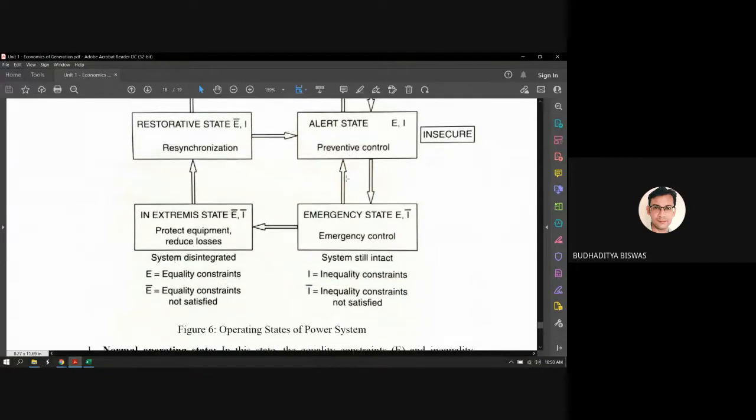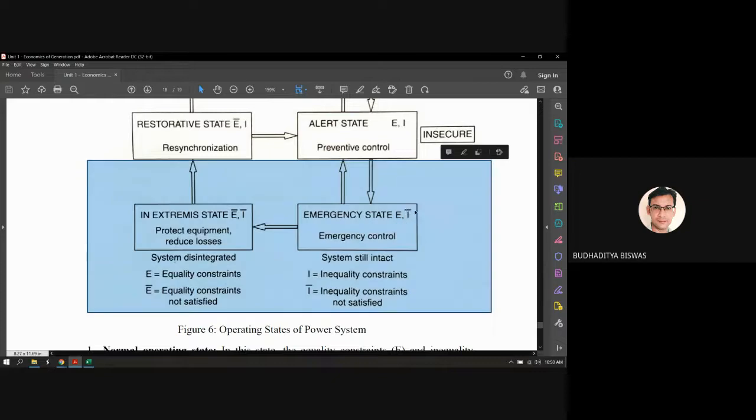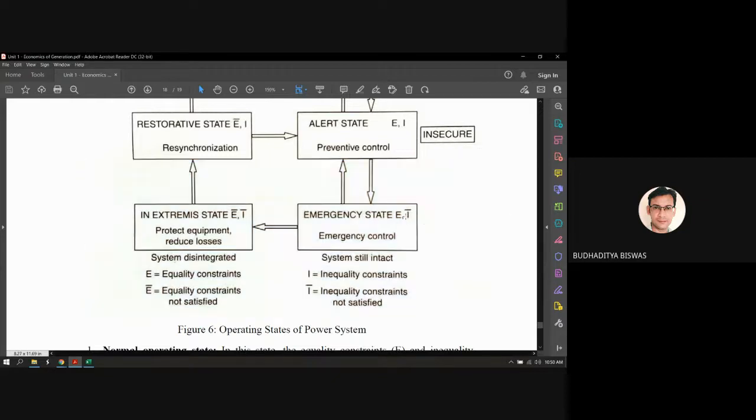Then after the alert state, if the preventive control is not taken, it will go to the emergency state. Now what is called the emergency state? In the emergency state, E is satisfied. The load demand is met by the generation, but here you see the I dash is there. I dash means the generation is actually touching some of the limits. It may be the upper limit, or maybe the lower limit. So this one is called the emergency state. And if this persists, then it will go to the extreme state.